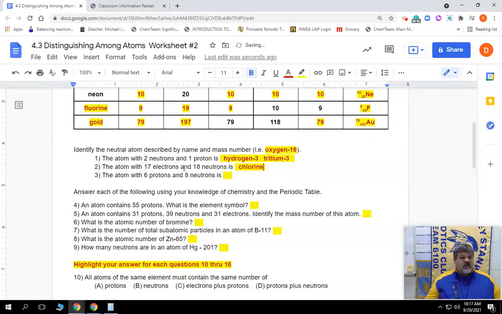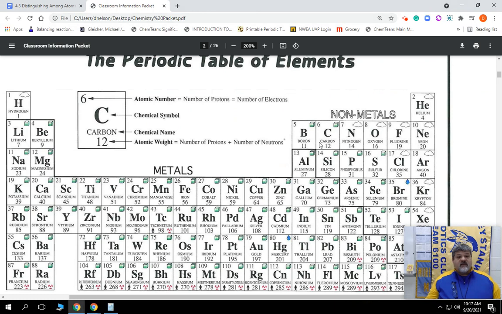And then we can add those together. And now we add those together, and that was 35. There we go. That's the correct one. Let's look at the next. We have 6 protons and 8 neutrons. So 6 protons, 6 is carbon.